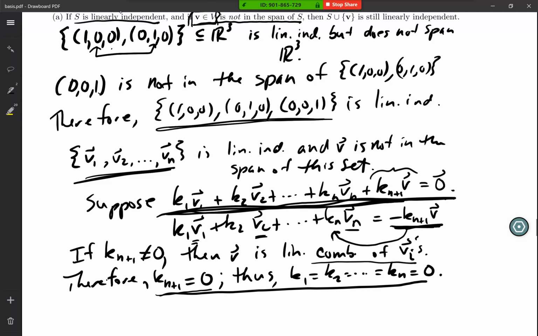Again, just thinking about it intuitively, that's not a huge surprise that if I have a set that's already linearly independent, and I have another vector that doesn't depend on any vector in that set, well, I can go ahead and throw it in there and it stays linearly independent. That's kind of the idea. It's not depending on the other ones.